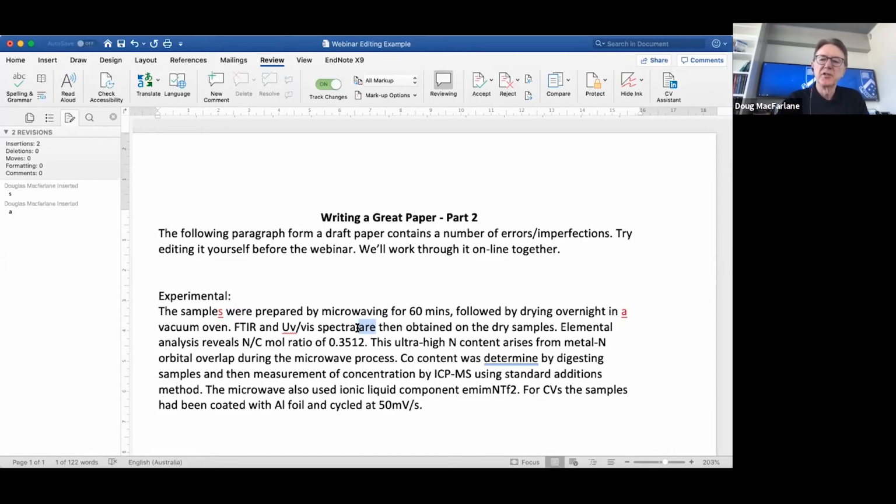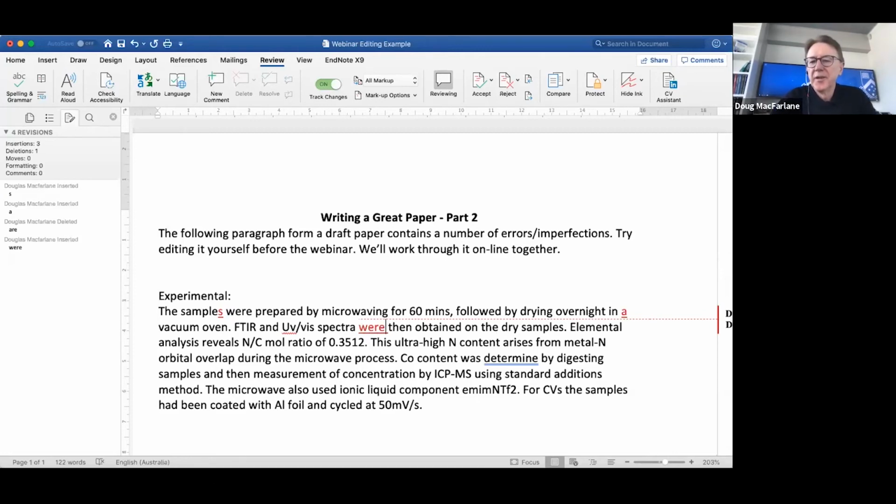In some cases, normally this sort of section would be past tense, but most important of all, stick to one tense. We're going to have a third tense come up here, and mixing tenses up in a paragraph is usually wrong, right? So try to understand tenses, past and present and future, and then stick to one of them. In this case, it would be "were then obtained on the dry samples. Elemental analysis reveals an N:C mole ratio of that number." That's probably okay. This ultra high N content.